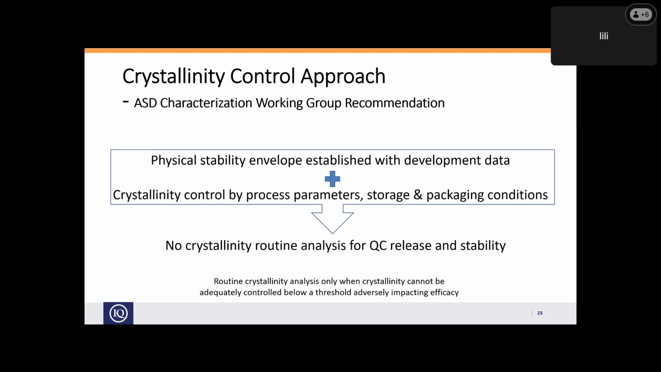Another component would be to demonstrate that crystallinity control below that threshold can be realized by controlling process parameters, storage, and packaging conditions. And all this data should be generated within the development space. As a combination, this would enable that no crystallinity analysis in production is required. This will basically be scenario C that Frank touched upon earlier in the ICH guideline slides.